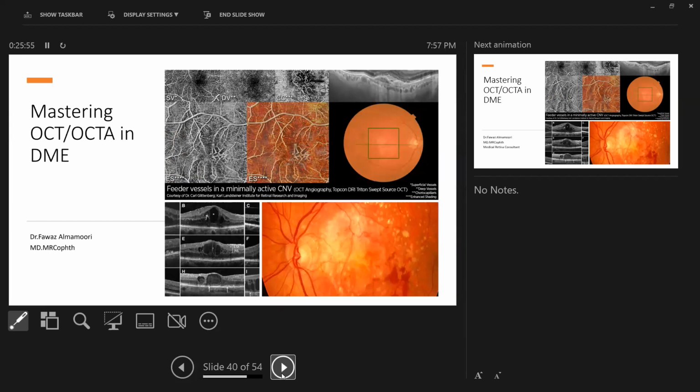Okay, so now we finish the first part of wet AMD, and we learned in this part how we identify the different kinds of macular neovascularization, how we can differentiate between them by OCT and OCT angiography, and how we can predict the improvement after the treatment. Now we're coming to the second part, which is, I think, the most important part in our area, which is diabetic macular edema. Before we start, are there any questions, because we still have a good amount of time?